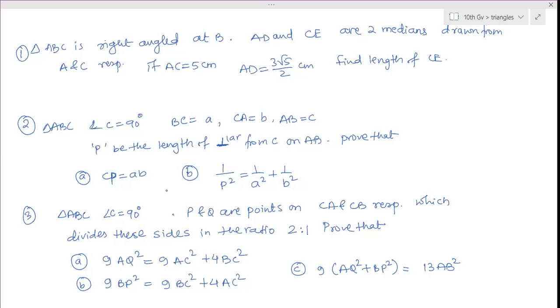That's it. There are 4 questions. Solve. All these 3 questions by Pythagoras theorem.